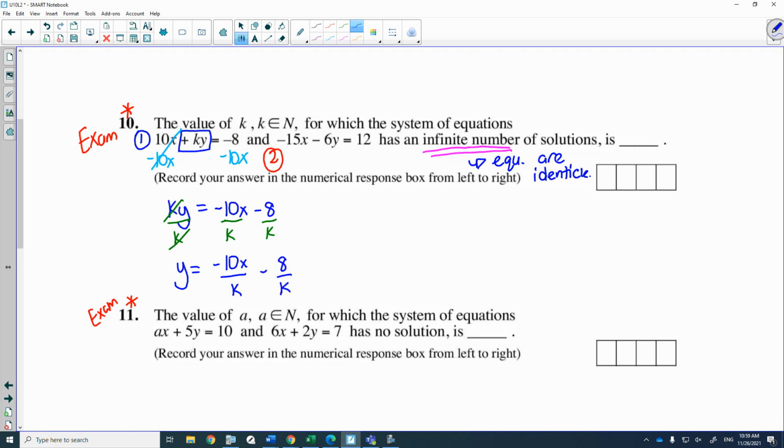So it looks like a mess. Don't worry. Let's figure out what system number 2 is. So system number 2, try to isolate the y. So let's add 6y to both sides. And you would have negative 15x is equal to 12 plus 6y.